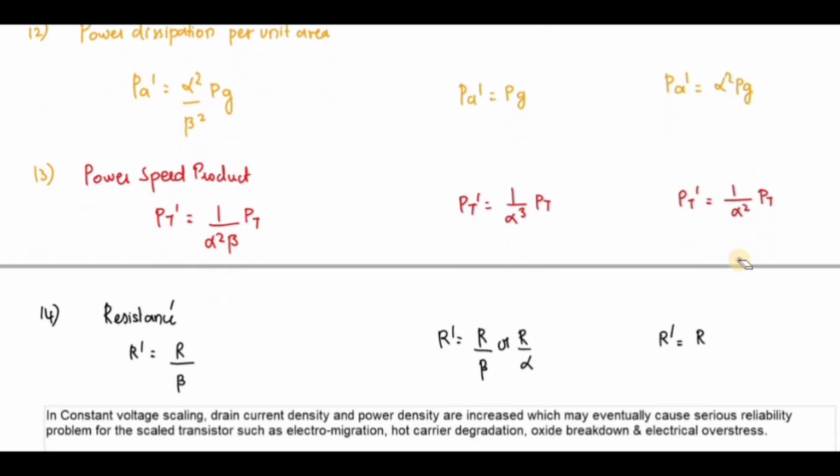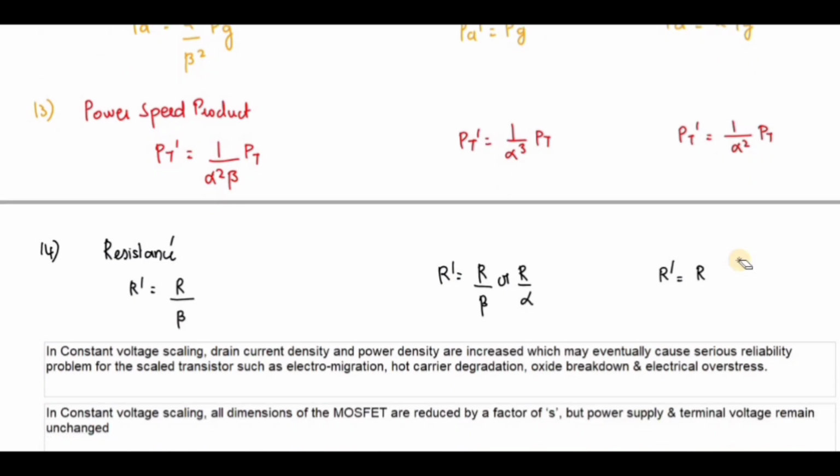Next, resistance. So R bar is equal to R divided by beta. So I can write it as R bar is equal to R divided by alpha for constant electric field scaling, and R bar is equal to R for constant voltage scaling.